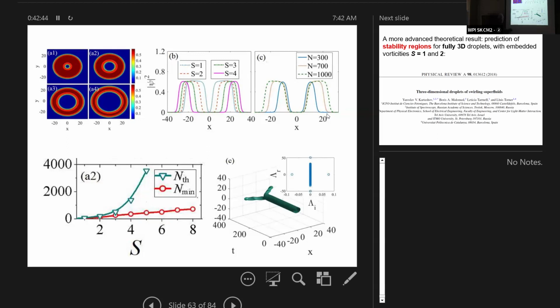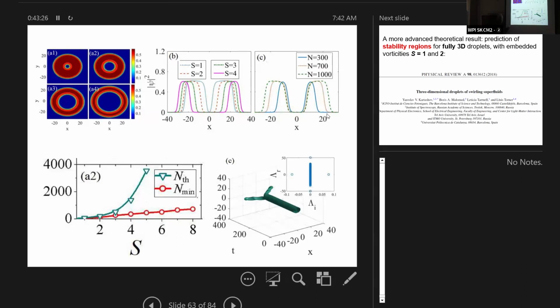First of all, S is the vorticity, it takes integer values. If we try to take larger and larger vorticities, for the existence of such droplets with embedded vorticity, it's necessary that their norm, shown here, must exceed some minimum value shown by the red curve. However, if we are immediately above this curve, we will create unstable vortex droplets, and if we want to make them stable, we must make the norm essentially larger, so that we have a really large droplet with a relatively small inner hole. In that case, it has a chance to be stable.